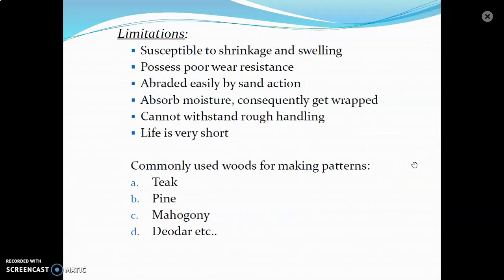Okay, so limitations. Here we have advantages and disadvantages. Suppose we have some moisture in the sand. What will happen is that moisture will be absorbed by the wood, causing problems like shrinkage and swelling, poor resistance, absorbing moisture. Life is very short. So these are some disadvantages, or limitations, of the wood material. Now, which woods are commonly used: teak wood, pine wood, mahogany, deodar. These are examples used for pattern making.